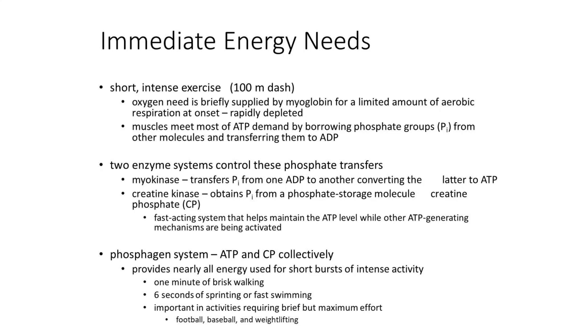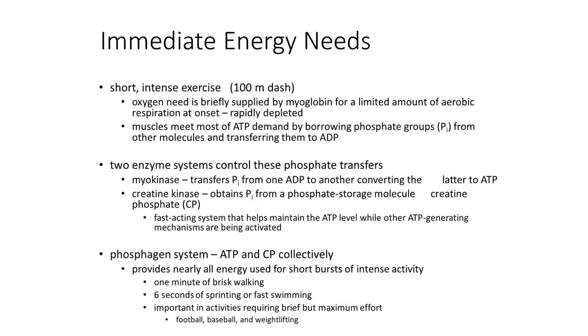So, depending on what you are doing, your muscles may have different types of energy needs. When we have immediate energy needs, this would be something like a short, intense exercise, perhaps a 100-meter dash. Oxygen is needed briefly, and it can be supplied by the myoglobin for a limited amount of aerobic respiration, but it is rapidly depleted.